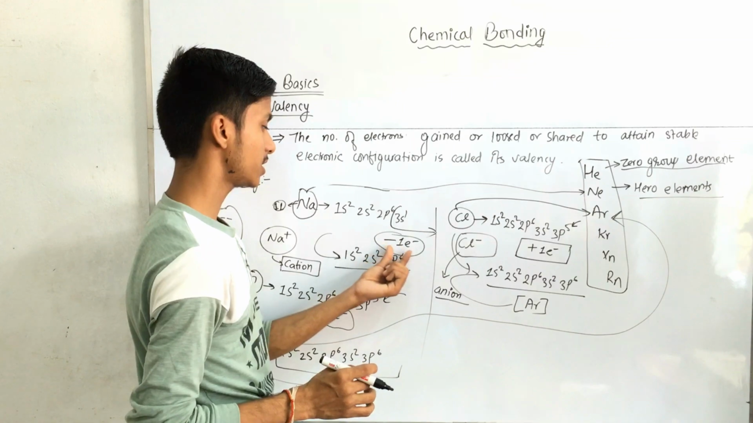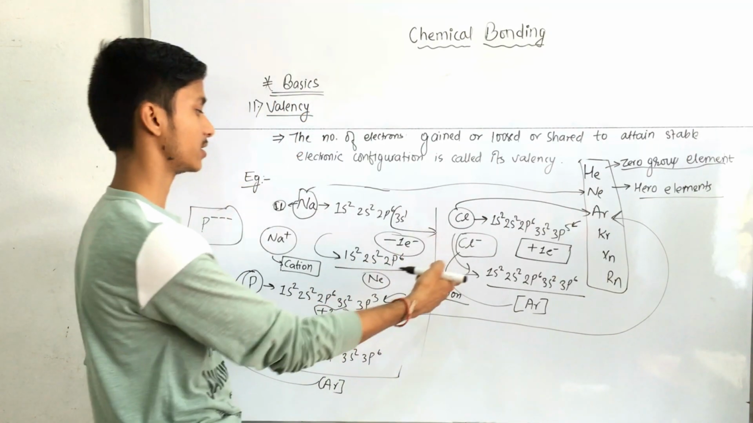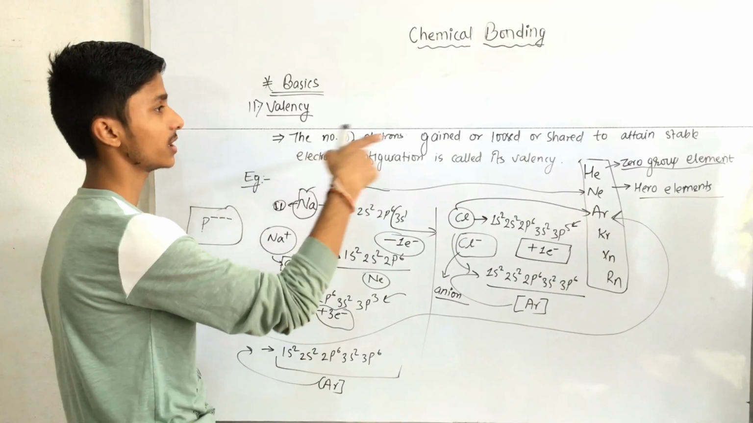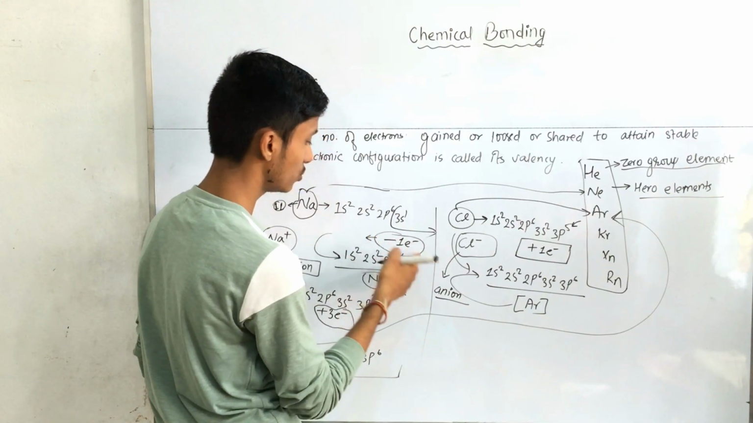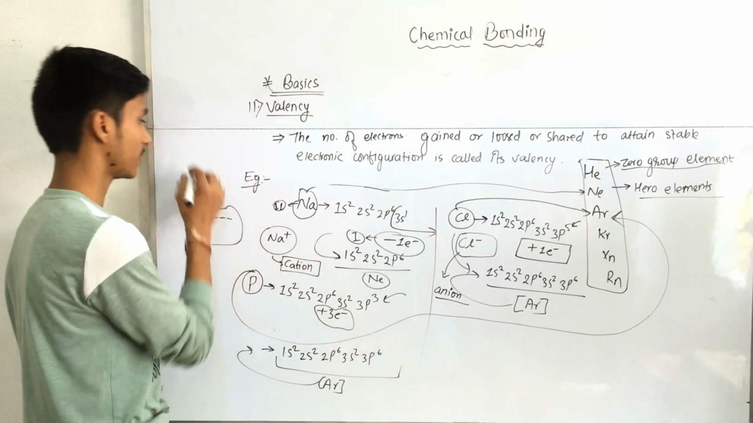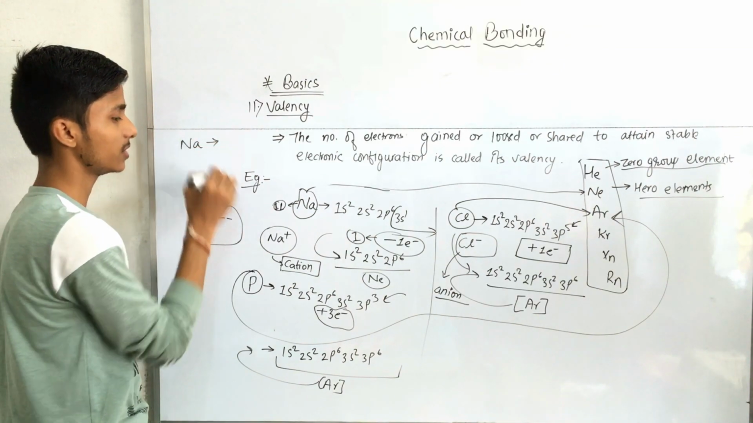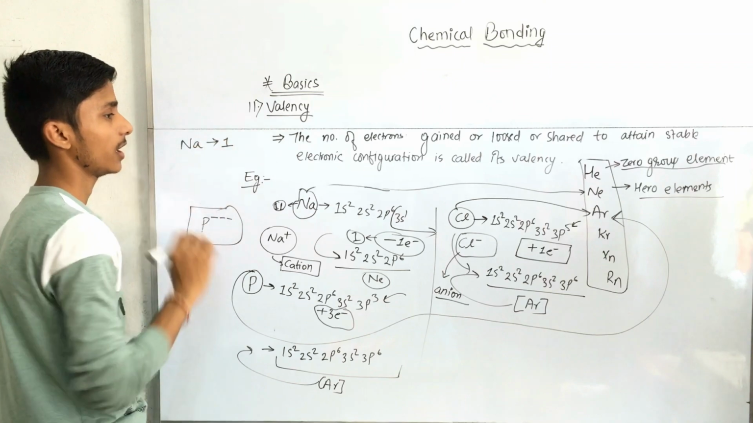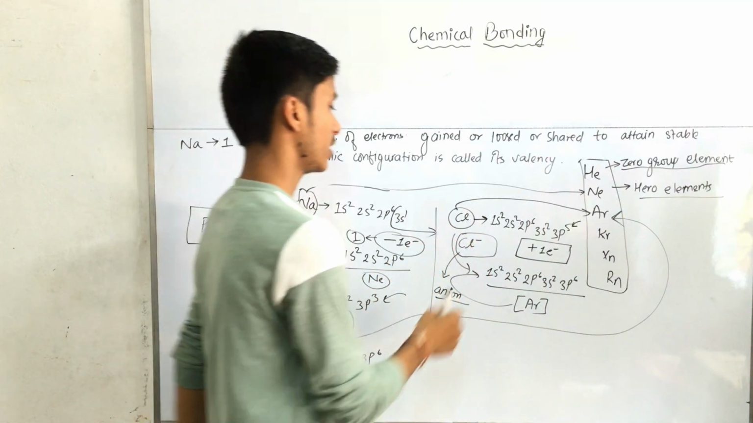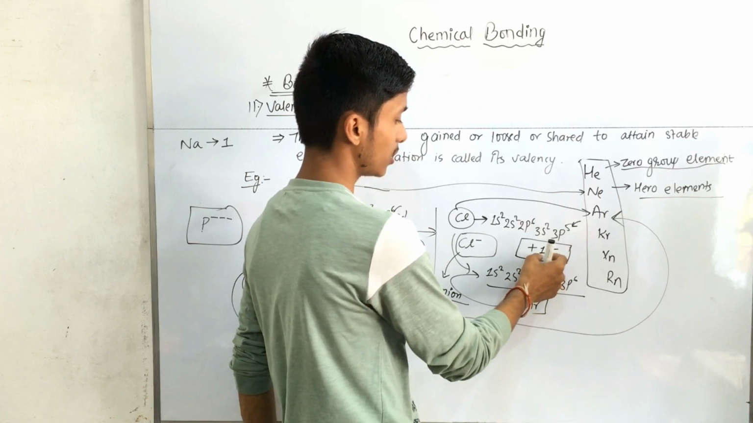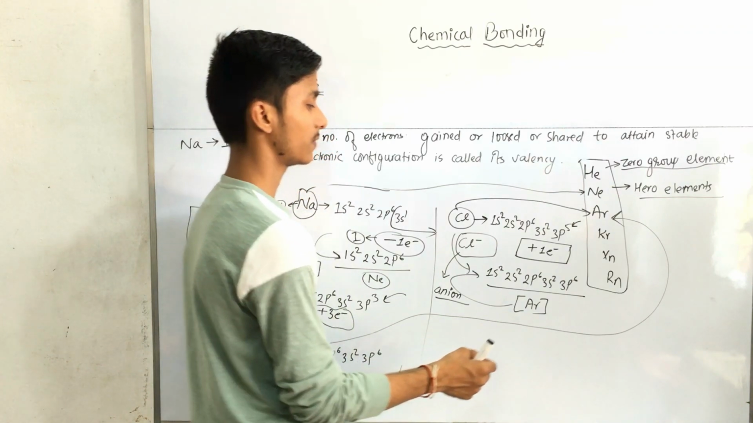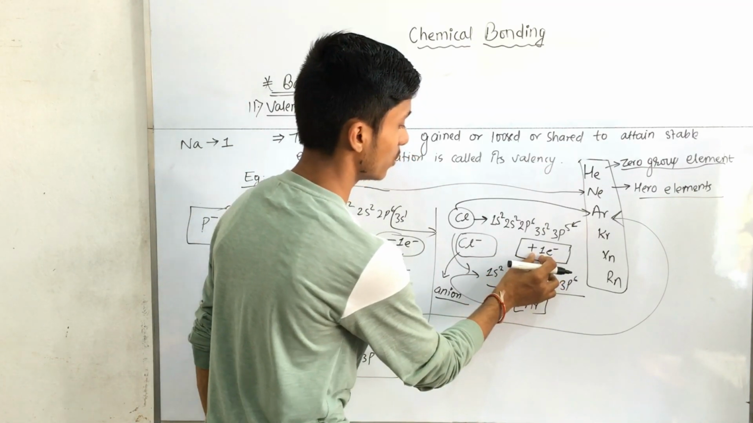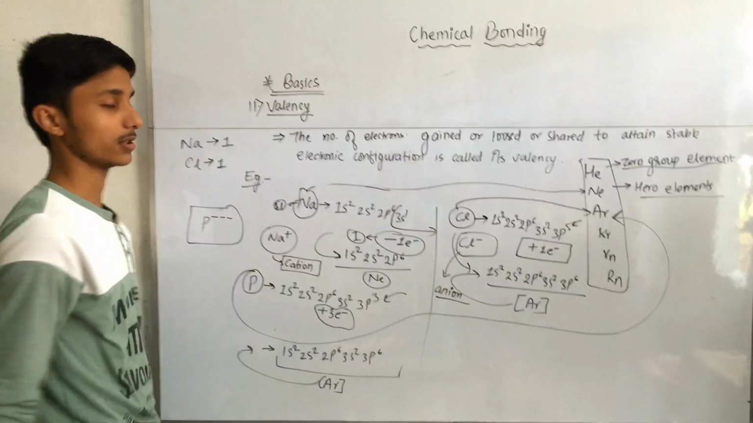Sodium metal loses an electron to attain stable electronic configuration. So the number of electrons lost is 1, and the valency of sodium is 1. And the same with chlorine: the chlorine atom requires 1 electron to attain the nearest stable electronic configuration. Since 1 electron is added to chlorine, the valency of chlorine is 1.